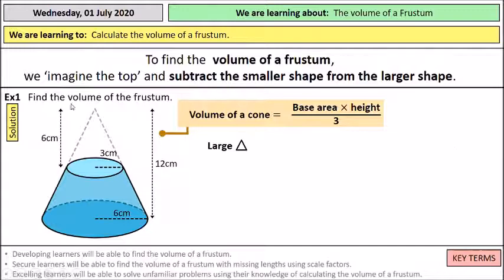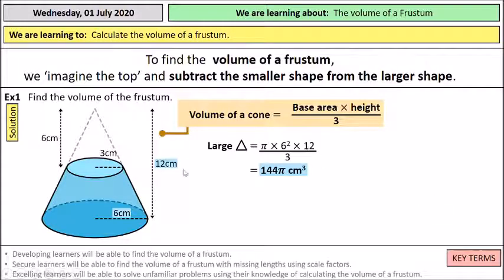So what would this large cone be? I'm talking about this whole shape, including this imaginary top part that I'm adding. Using my formula with the base area, it's pi times the radius squared, so it's pi times 6 squared. And I'm multiplying it by the height, which is 12, so the whole shape would be 12, and dividing it by 3. So that gives me 144 pi centimetre cubed. I'm going to leave my answer in terms of pi because it's more accurate.